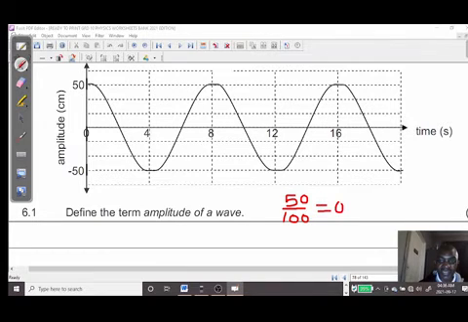0.5. So the amplitude for this wave is 0.5 meters, because it must be in meters. 0.5 meters. Hope we are together.